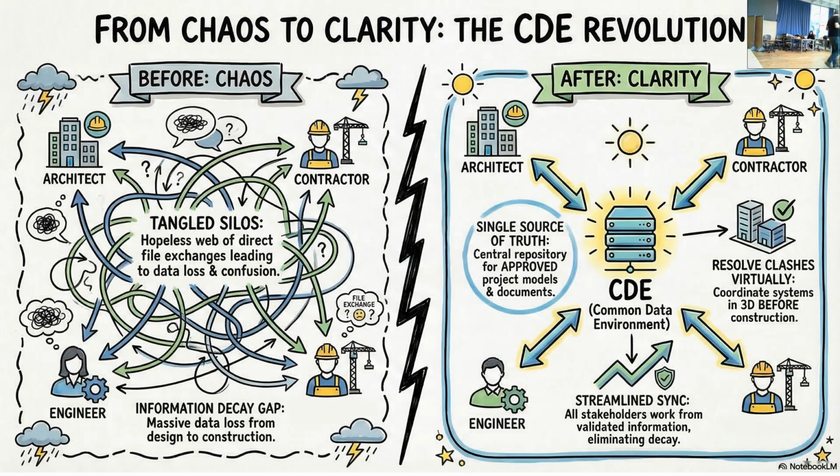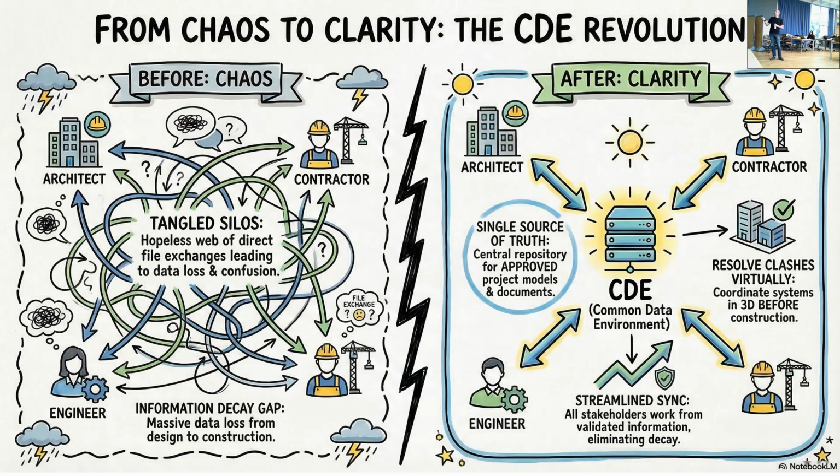We didn't know which one was the most recent one, which one was the one that we agreed on, etc. So it's what we call information decay. Okay, we have a massive data loss from design to construction. But with CDE we have a central data repository. It's a solution where we have a single source of truth. So everyone basically works together through CDE.